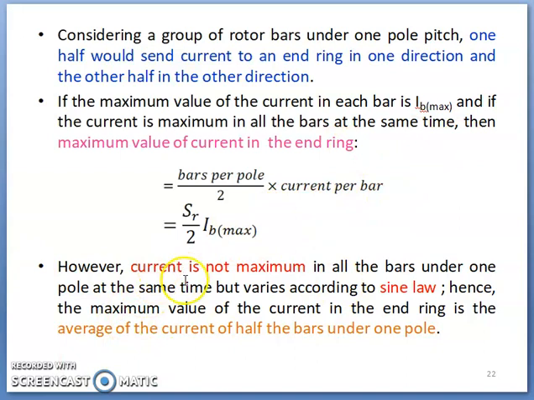However, current is not maximum in all the bars under one pole at the same time, but they vary according to the sine law. Hence, the maximum value of current in the end ring is the average of the current of half the bars under one pole. Here we cannot consider current to be maximum in all the bars at the same time, because whatever EMF is induced is as per sinusoidal distribution. Hence, we have to take the average of the current of half the bars under one pole.